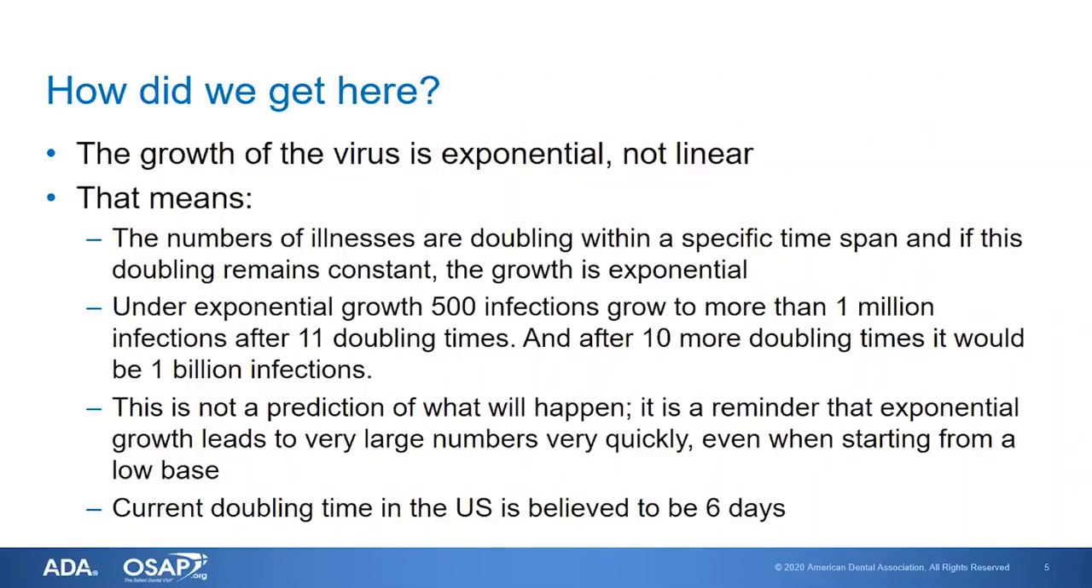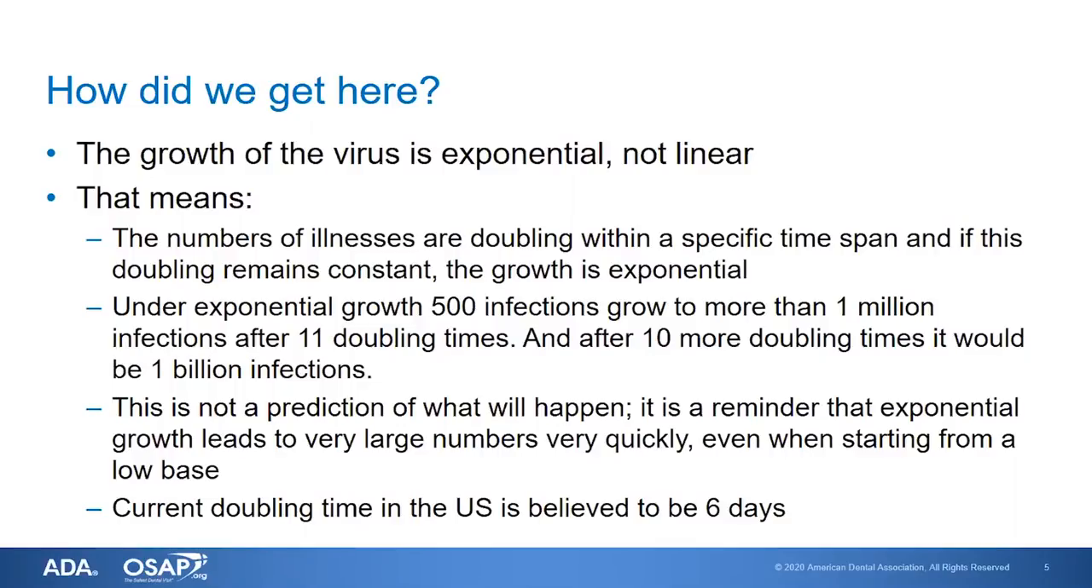So how did we get here? How did this happen so quickly with breathtaking speed? The virus has shown that its growth is exponential, not linear. With linear growth, the numbers per day would be about the same. For instance, 500 new infections per day. After 11 days, there'd be about 5,500 people infected.